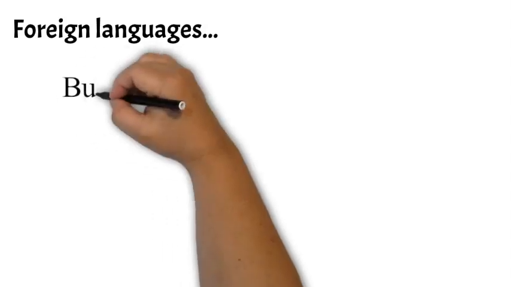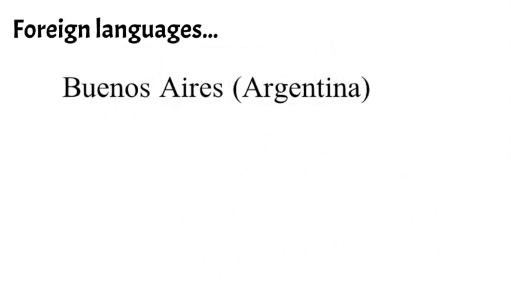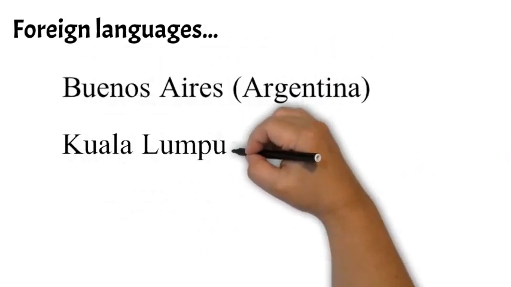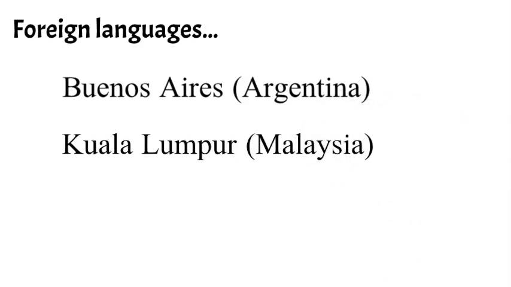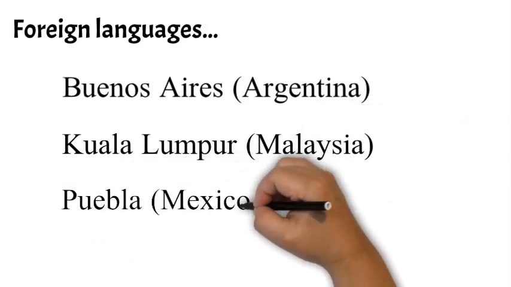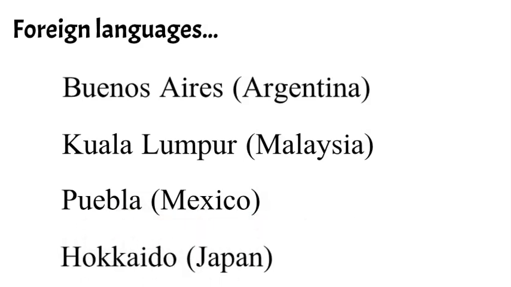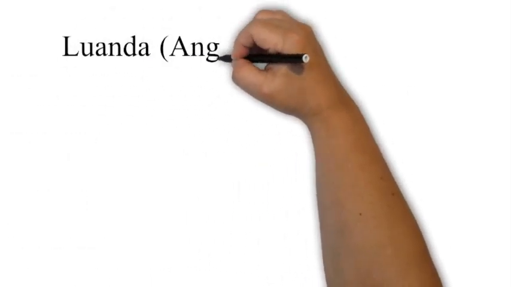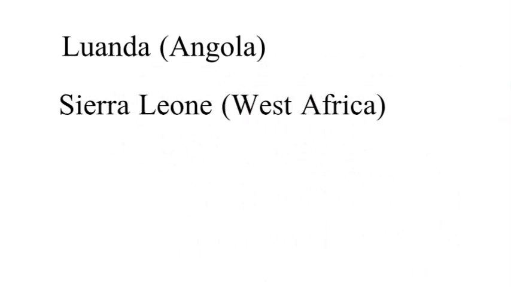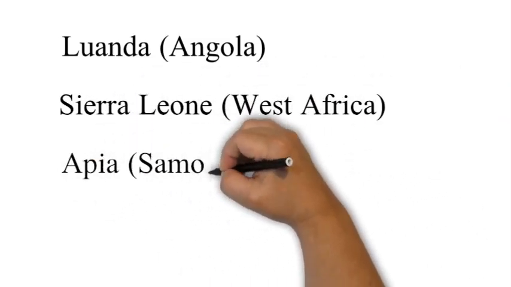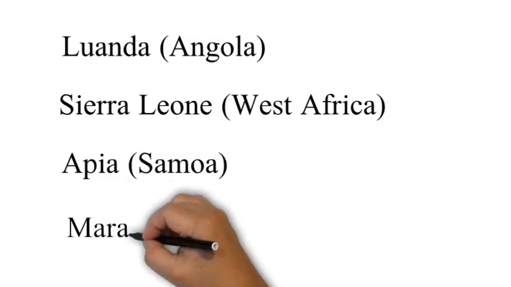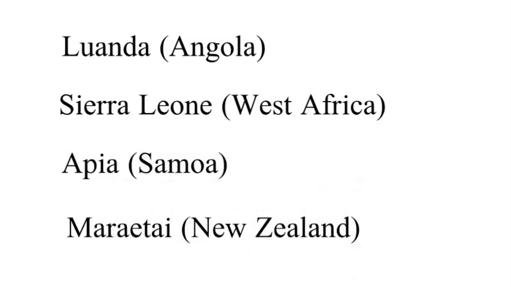Understanding vowel clusters is clearer and more typical of non-English languages. Buenos Aires, Kuala Lumpur, Puebla, Hokkaido, Luanda, Sierra Leone, Apia, Maraitai.